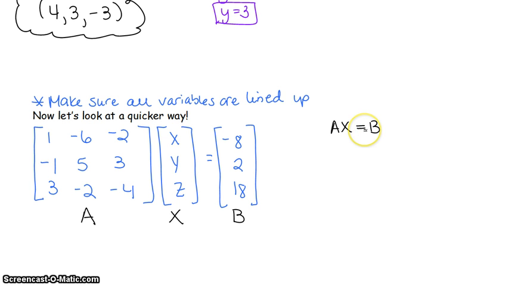So A times X is equal to B. If I want to find X, if I want to find that solution set, to get rid of A, I have to move it using the inverse. So to find our solution, X is equal to the inverse of A times B. And we're going to be able to do this all on our calculator. And the order does matter.